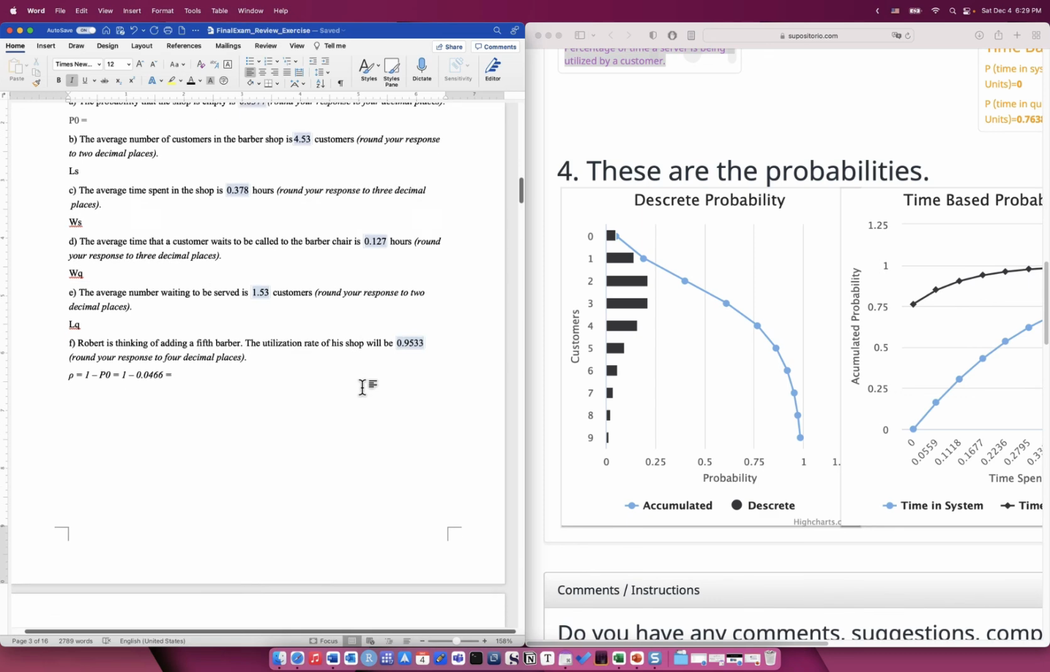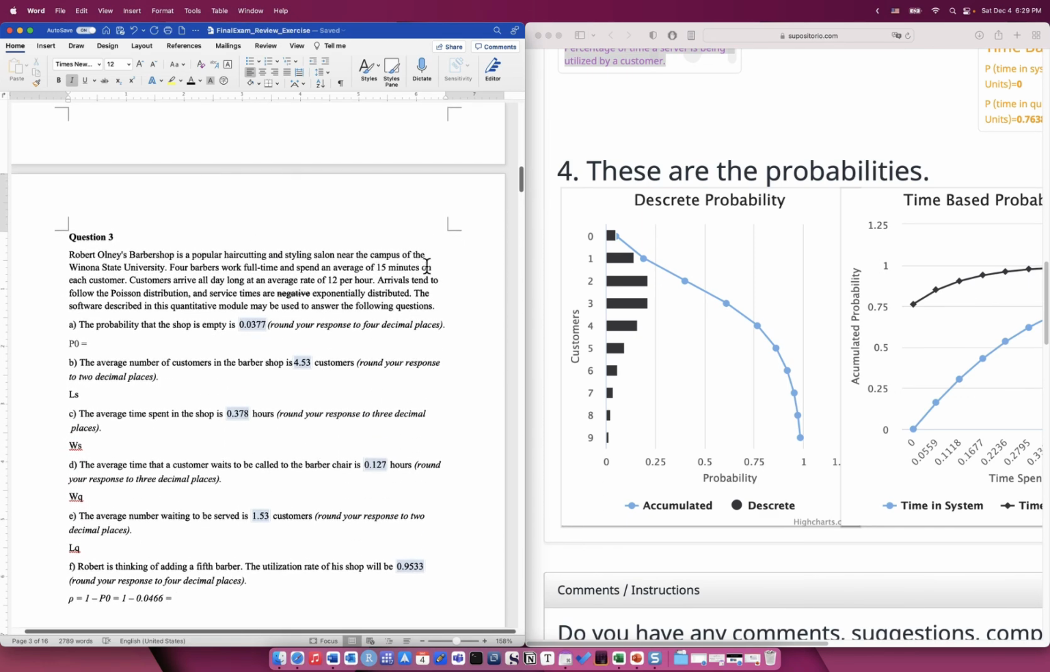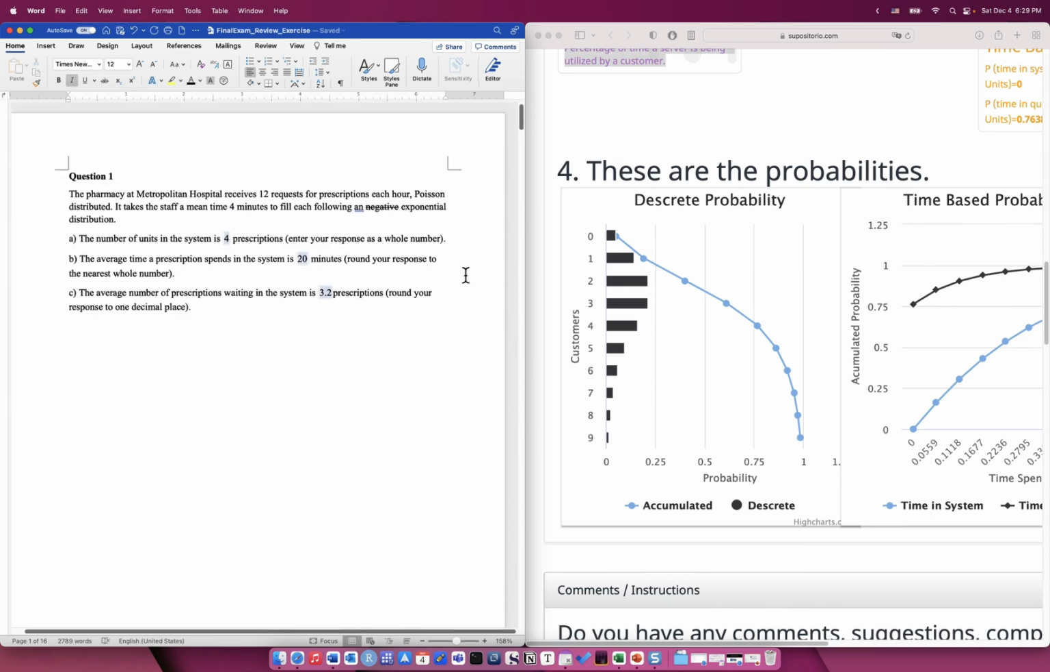So that kind of concludes all the problems with the waiting line. I hope this helped a little bit with your review on this part.